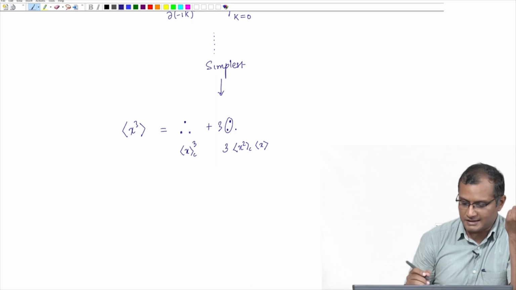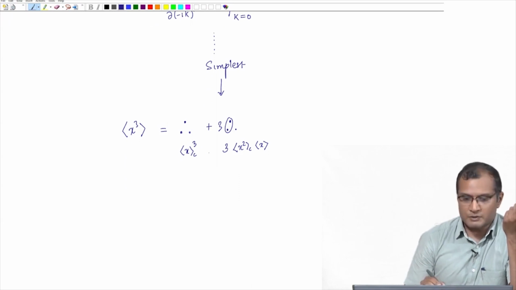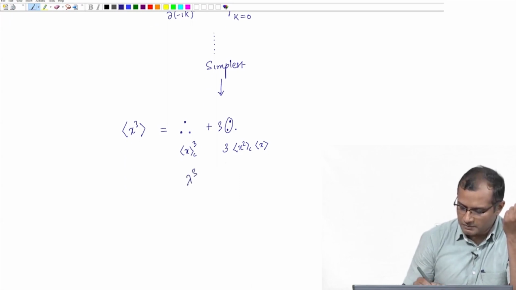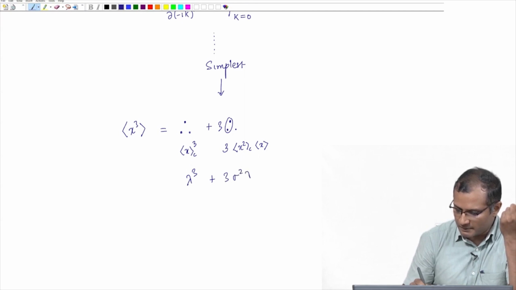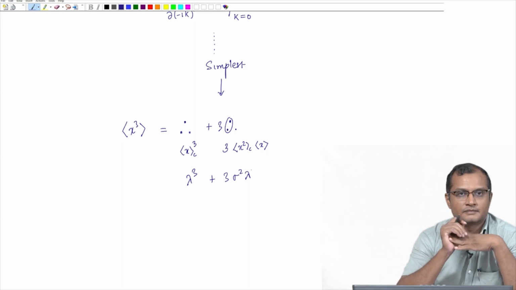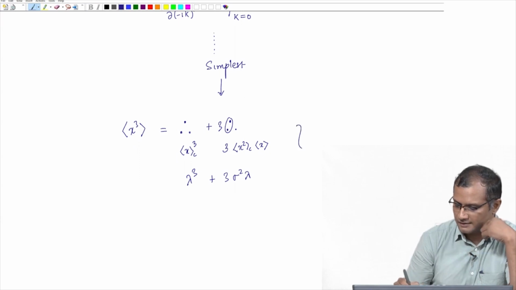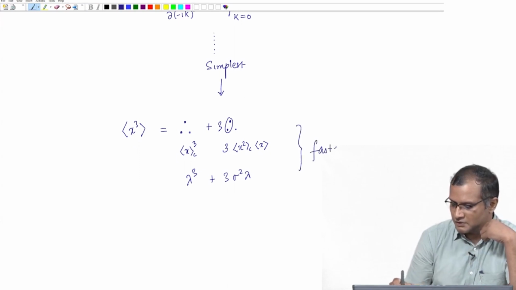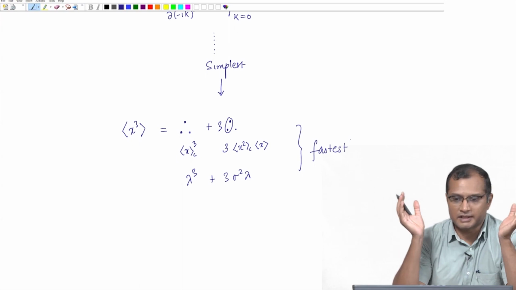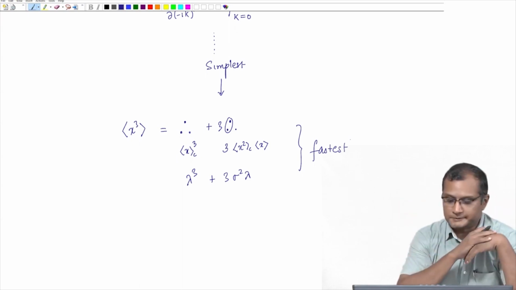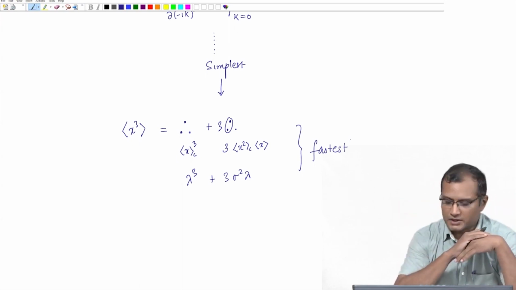Look how fast this is. I already know the first moment is lambda. So, this is lambda cube, and this is 3 times sigma square into lambda. Hardly any effort required, just one line. So, I will argue that this is the fastest method, which has used the combined power of your diagrams and characteristic function.